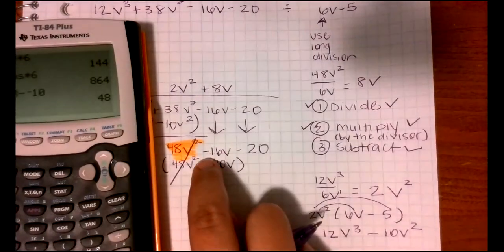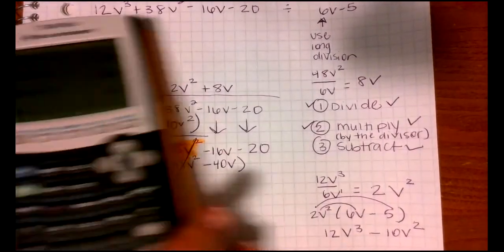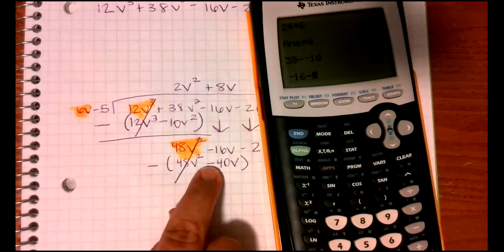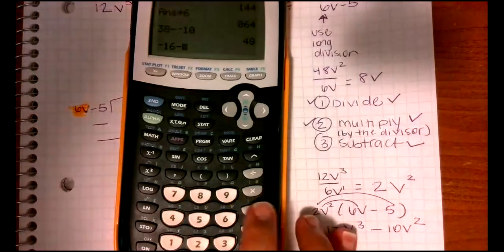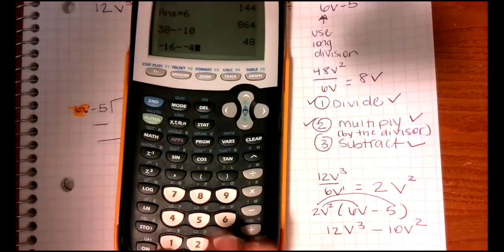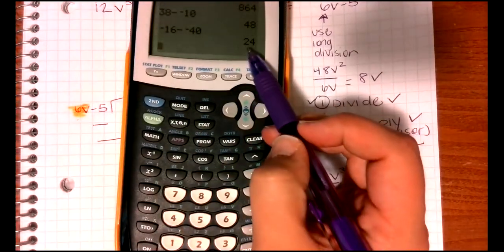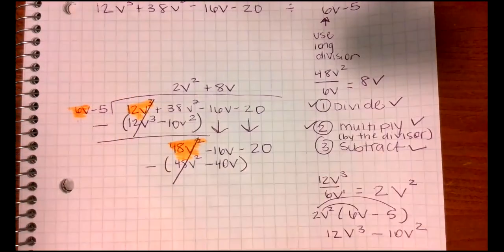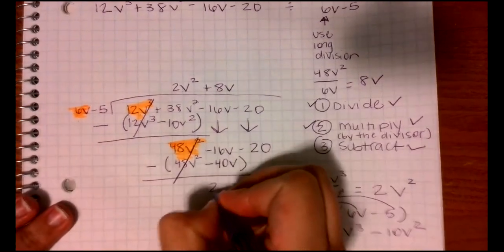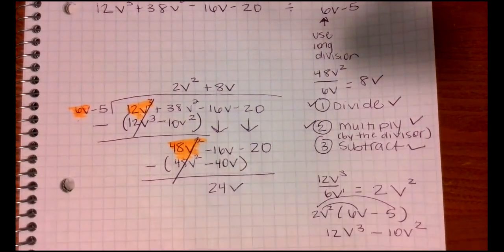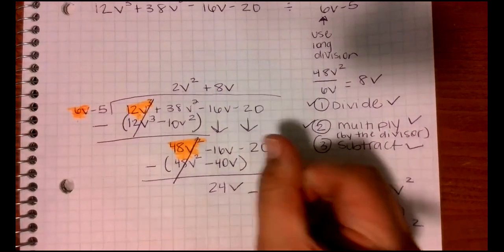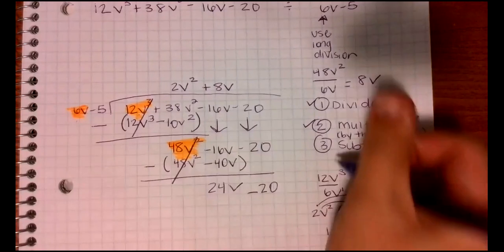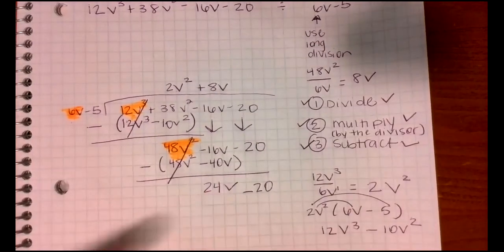Negative, and type it in exactly like you see it. -16 minus -40. And we get 24 back. -16 subtract -40 is positive 24v. And then bring down the -20. Okay. We subtracted. And look, we do everything again.